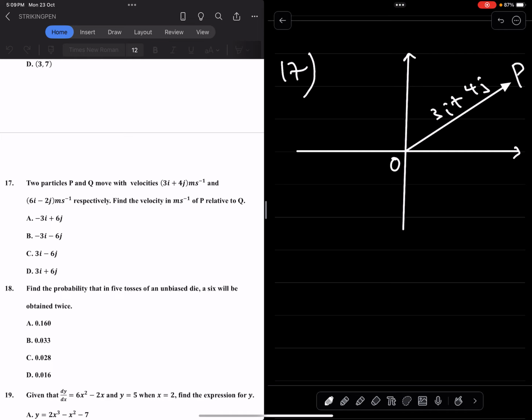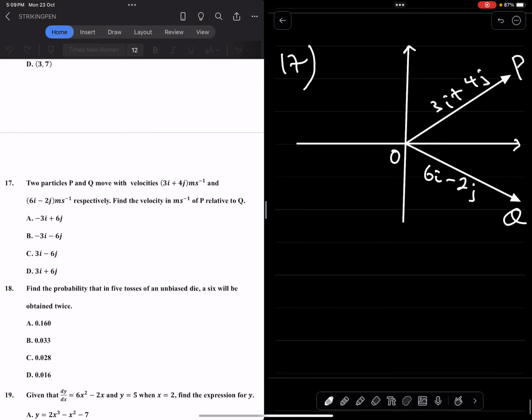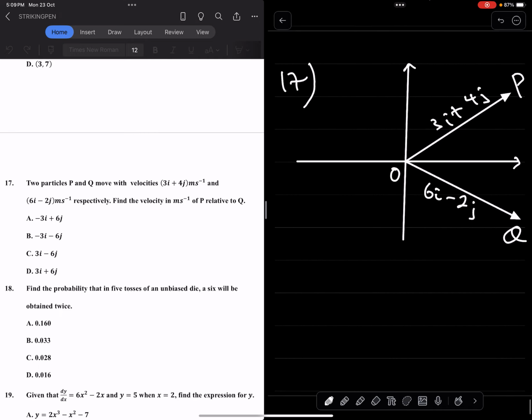Now the second one is 6i minus 2j. That's OQ. OQ is 6i minus 2j, and that's it. This is Q. Let me write that well. Q, and that's 6i minus 2j. Now, the question says find the velocity in meters per second of P relative to Q.